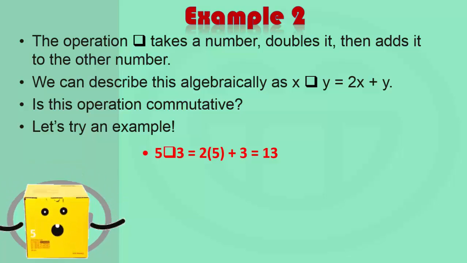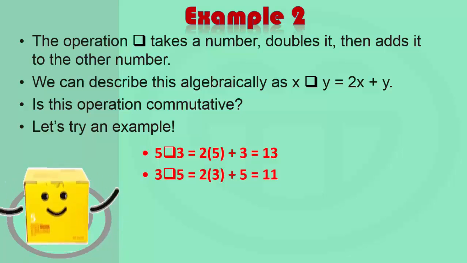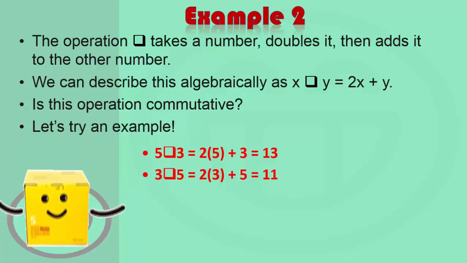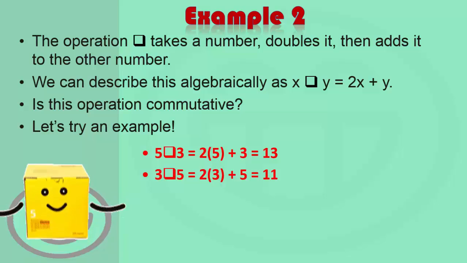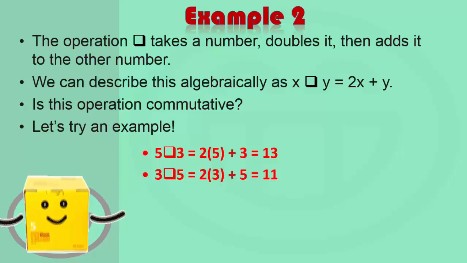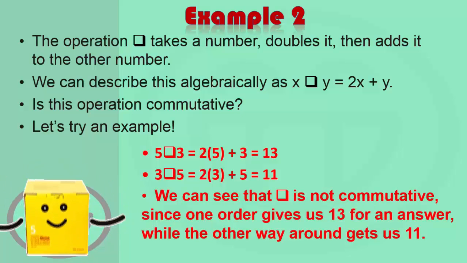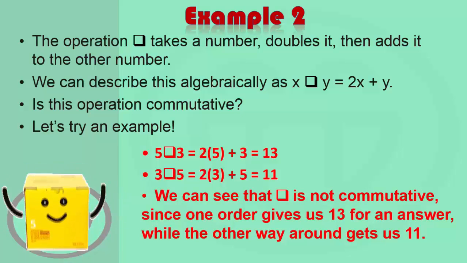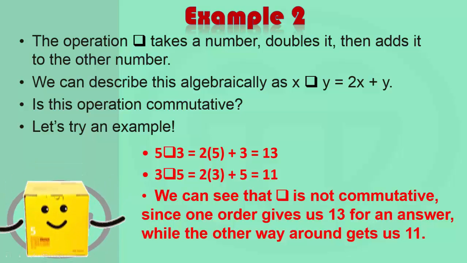Now I'm going to reverse it. I'm going to now call x 3 and y 5. And that means when I substitute x and y, I will get 2 times 3 plus 5, and that will give me 11. We can see that box is not commutative, since one order gives us 13, while the other way around gives us 11.